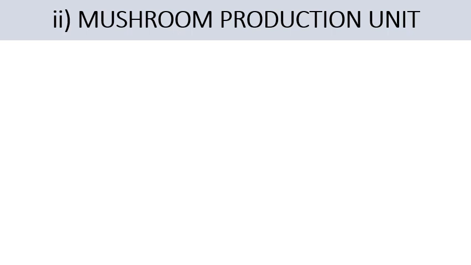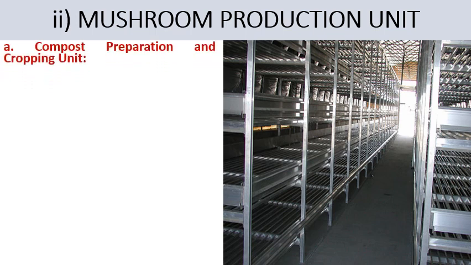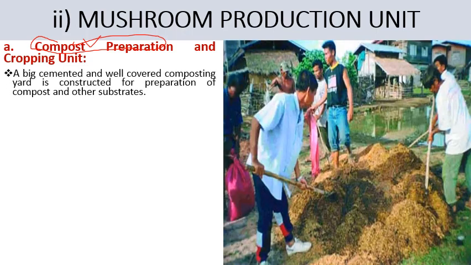After the culture and spawn producing laboratory, we require mushroom production units. Under this unit, firstly we have to prepare the compost. So for that we require the compost yard: a big, cemented, well covered composting yard is constructed for the preparation of compost and other substrate.